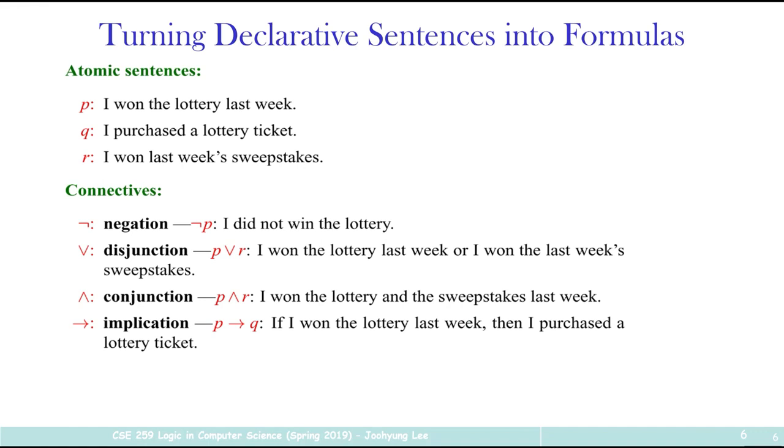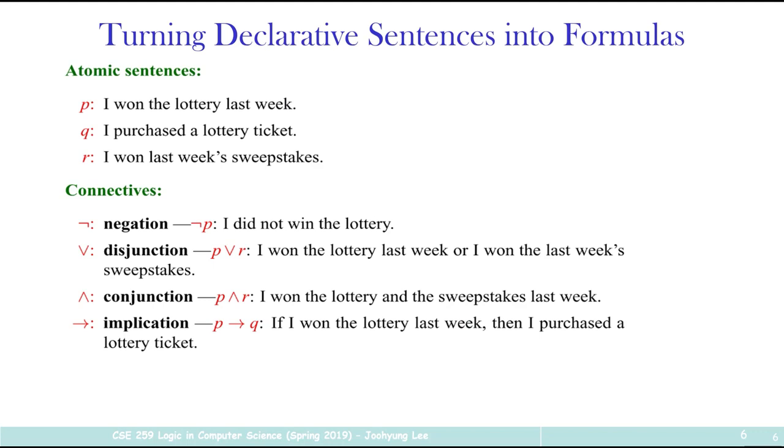When we say negation, this is the opposite. When P represents that I won the lottery last week, then the negation of that sentence is I did not win the lottery, right? Easy to see. Disjunction: if you say P or R, it means I won the lottery last week or I won last week's sweepstakes. "Or" is also a common word that we use in English. Conjunction, "and": so we say P and R, meaning I won the lottery and the sweepstakes last week.